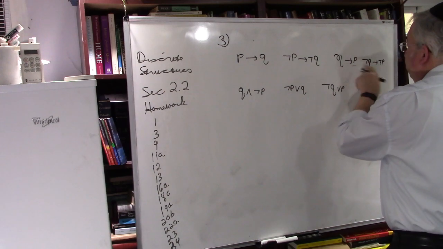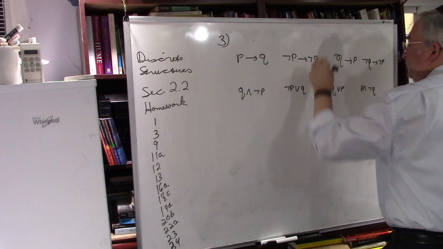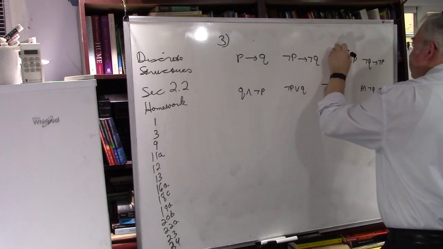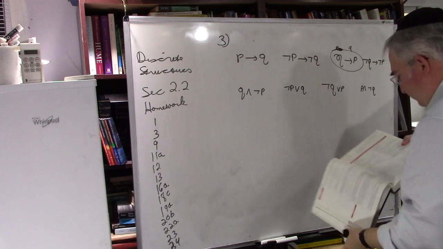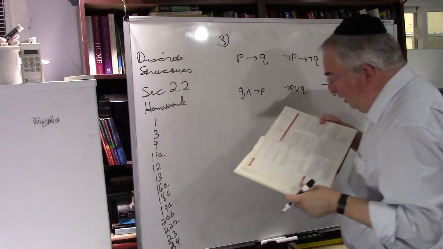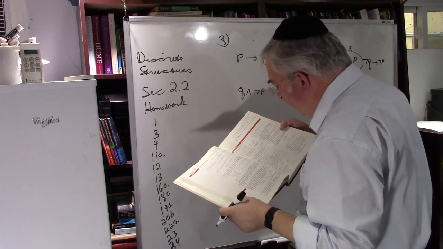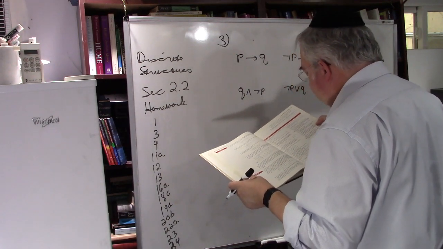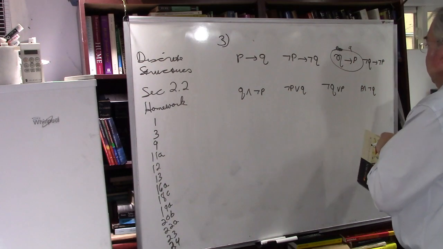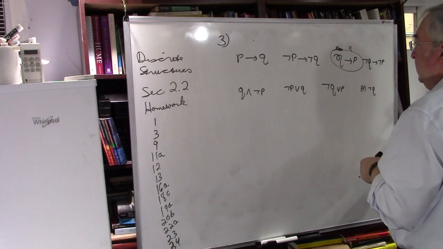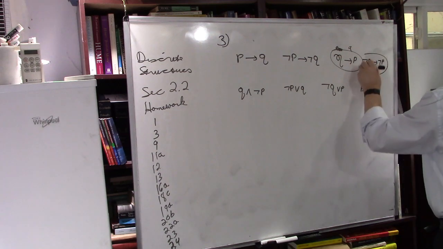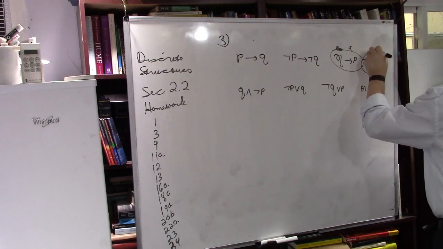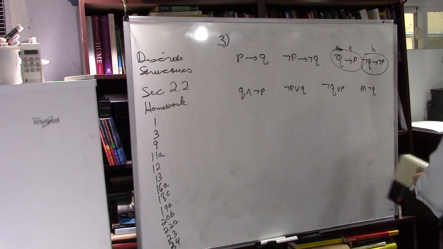Okay, number 1, which is the converse of P arrow Q? And that's Q arrow P. This is the answer to A. Next, this is actually a multiple choice question. Which proposition is the contrapositive of P arrow Q? Okay, and the answer is not Q arrow not P. So this is the answer to B.